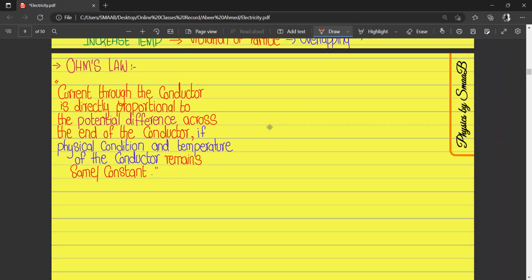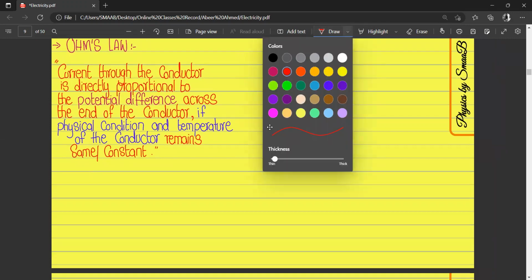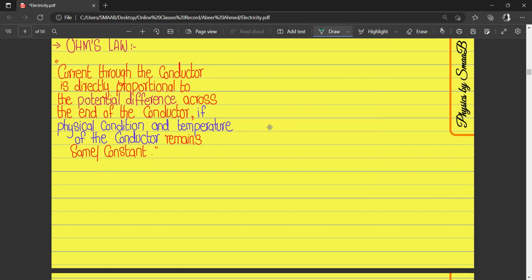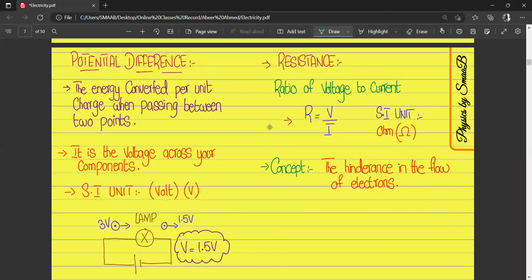Okay, any confusion? It's clear, sir. Okay, and if we write the formula for it, the relation or the formula for this law is: current is directly proportional to voltage. Since physical condition and temperature remain constant, it means the resistance will also remain constant, because the factor of the wire is already constant. We already know, we wrote in our previous class, that resistance is the ratio of voltage and electric current, right?